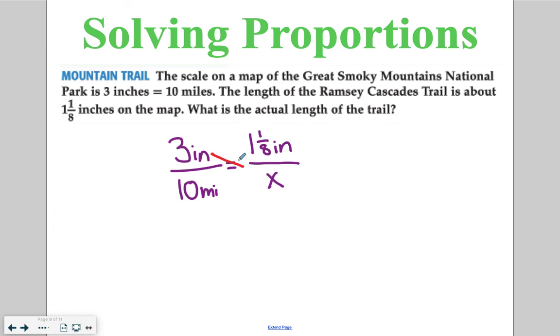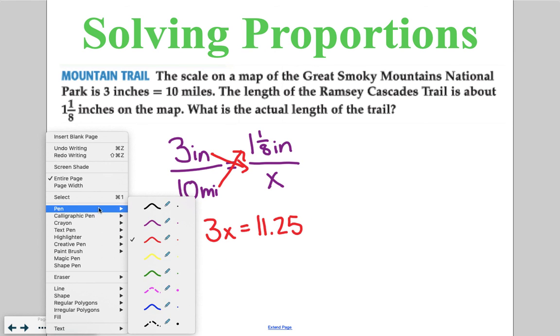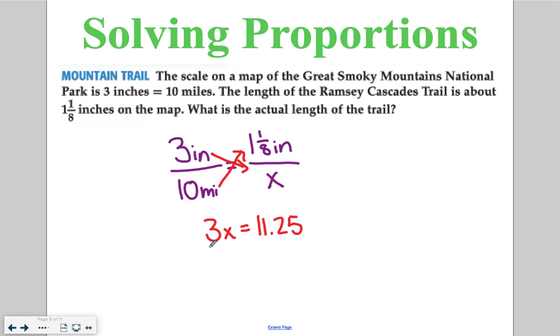So I've got 3 times x, which is going to give me 3x, and then 10 times 1 1/8, which is going to give me 11.25. Then we can finish off this problem by dividing by 3 on both sides. And when I do that, I'm going to get an answer of x is equal to 3.75 miles.